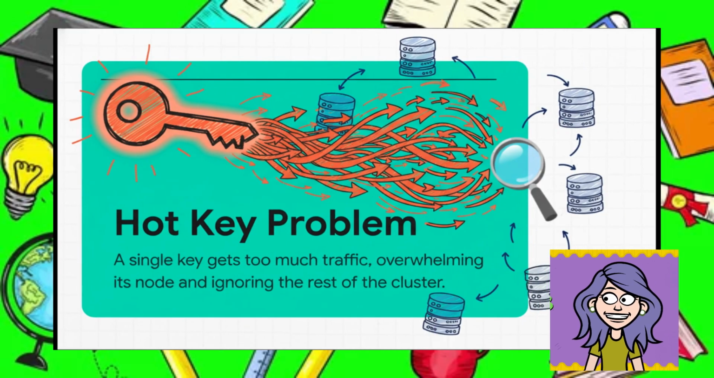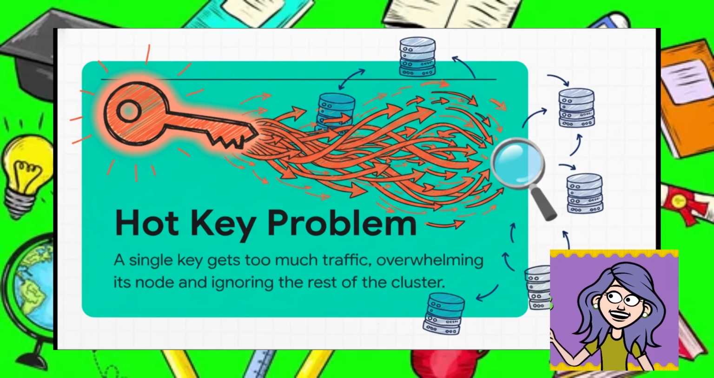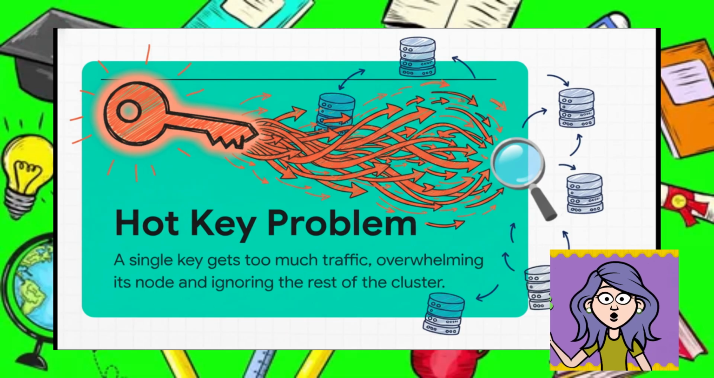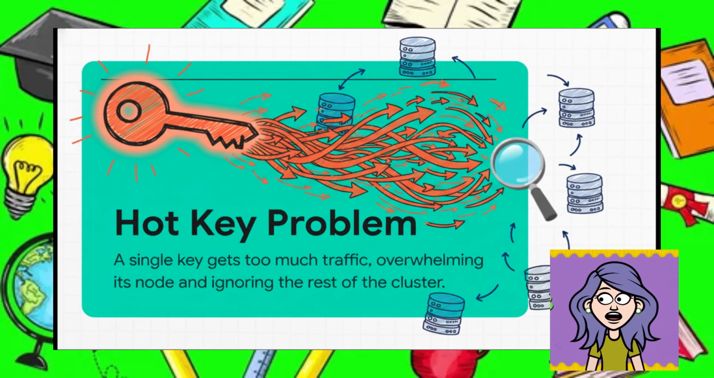Of course, this leads directly to a classic system design failure, the hotkey problem. Imagine one specific key gets a massive amount of traffic, like the cache for a viral video. It doesn't matter if you have 100 nodes in your cluster. All that traffic is going to hammer the one single node that owns that key's slot, totally overwhelming it while all the other nodes just sit there doing nothing. So your scaling strategy has to plan for this by designing keys that spread the load out nice and evenly.